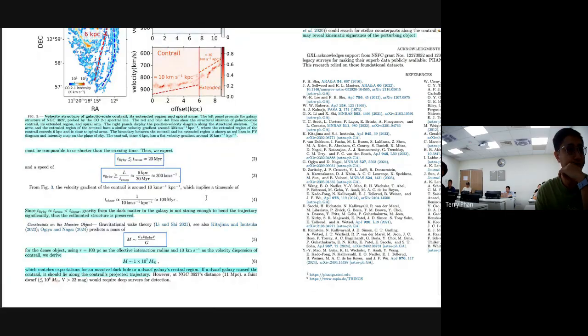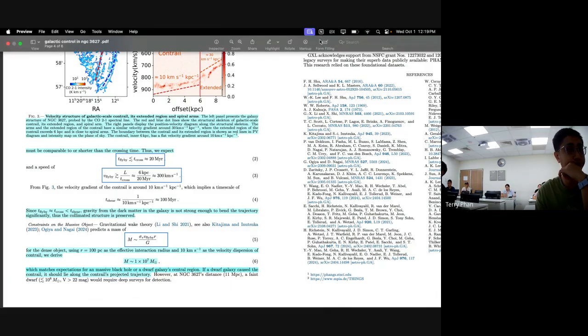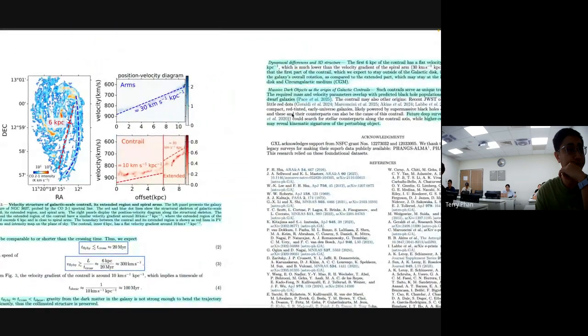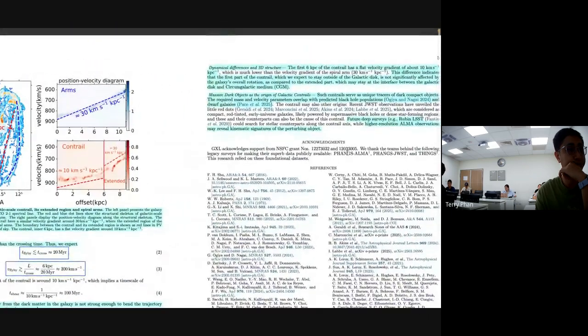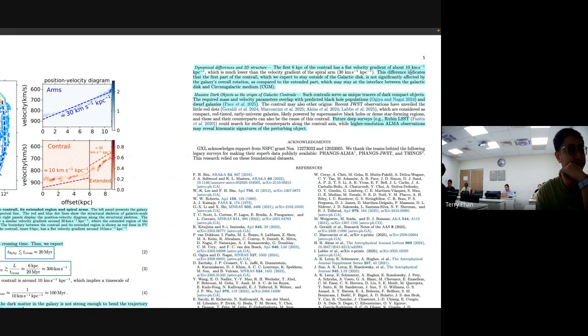Applying the gravitational wave theory, the authors estimate the mass to be around 10^7 solar masses. To conclude this paper, the authors conclude that the perturber's mass is around 10^7 solar masses, which is consistent with either a massive black hole or a dwarf galaxy.